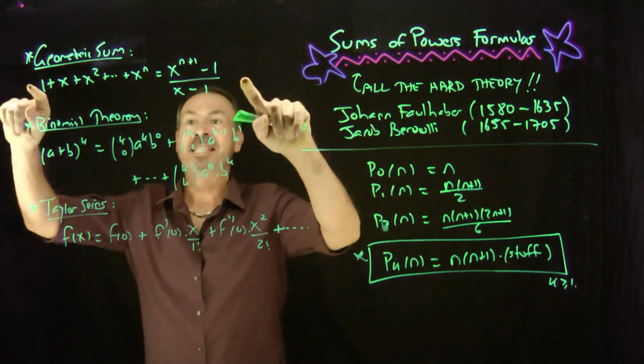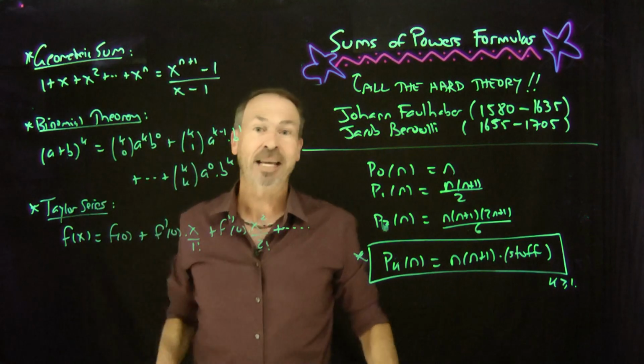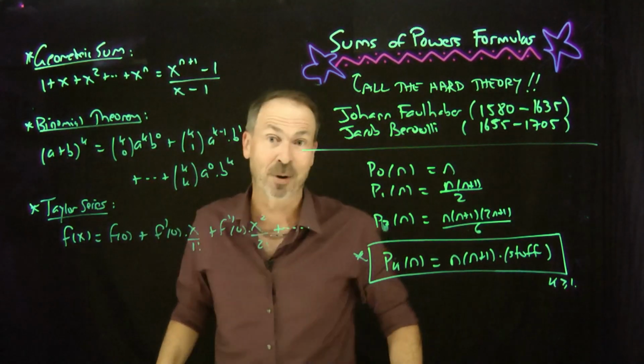I assume we're familiar with a geometric sum: 1 plus x plus x squared up to some power x to the n is actually x to the n plus 1 minus 1, all over x minus 1.